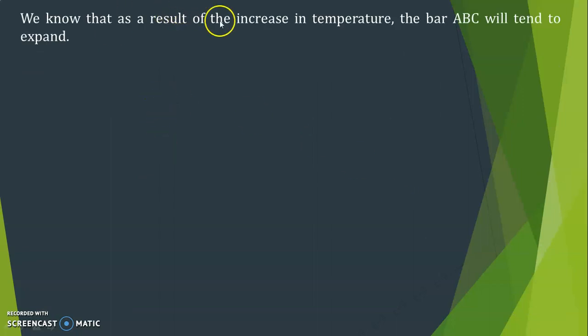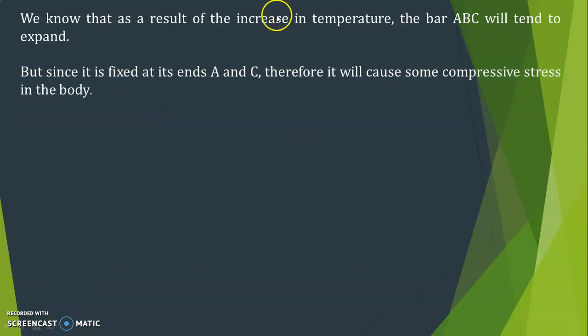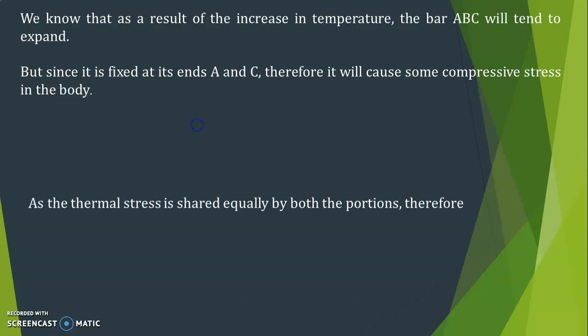Now, we know that as a result of the increase in temperature, the bar ABC will tend to expand, right? If the temperature decreases, the bar will tend to contract. But since it is fixed at its ends A and C, it will cause some compressive stress in the body. Since it is fixed at its ends, stresses are developed in the body.